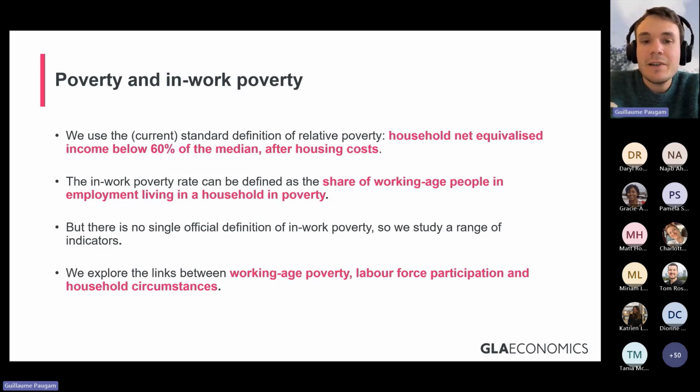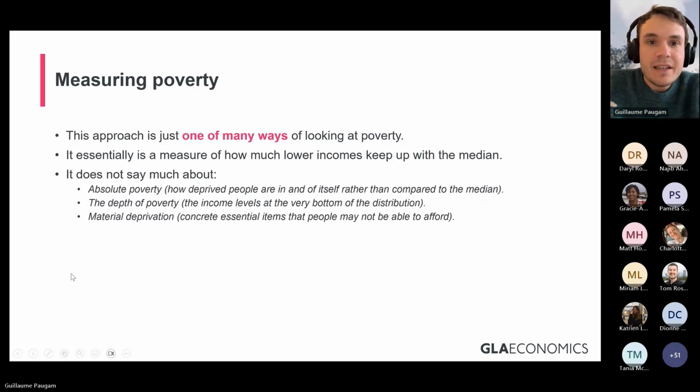But there is no single official definition, at least in the UK, as far as I'm aware, of in-work poverty. And as I'll make clear throughout the presentation, I think there's a reason for that. It's because to understand the links between work and poverty, we need to study a range of indicators between working age poverty, labour force participation, and household circumstances. I also just want to flag from the get-go that this measure of poverty that I'm using is just one of the many different ways of looking at poverty, and there are things that it does well and others that it does not do so well.